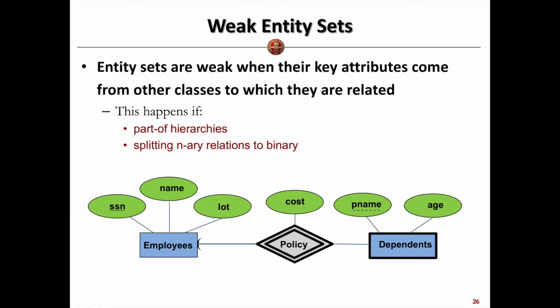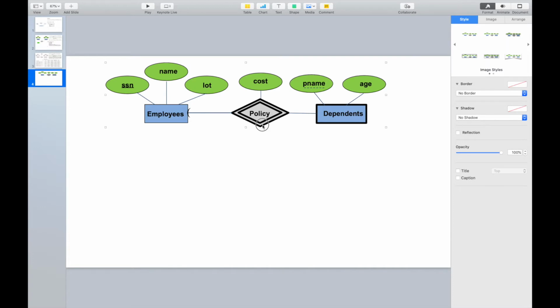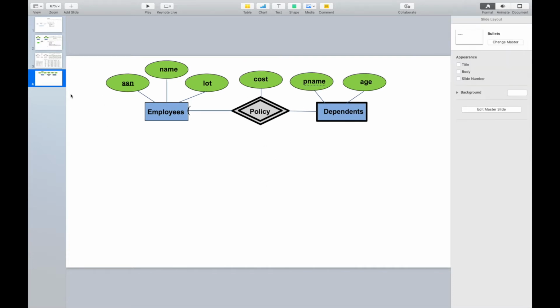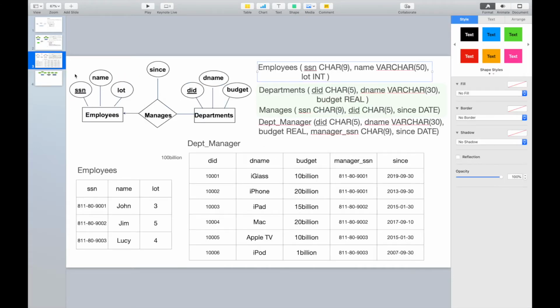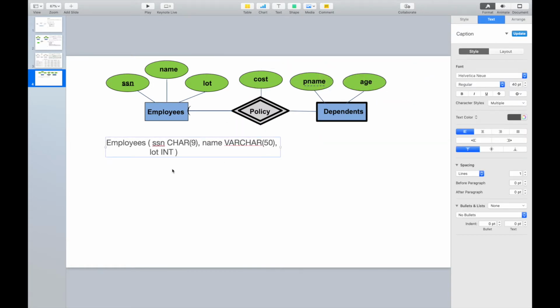Then how can we do the translation for such weak entities? We can provide the translation rules. Okay, so we have the example showing on this page, and we can create the relations for them. Let me copy this one here. And we have the relation created for the employees, right? This is what we have before.